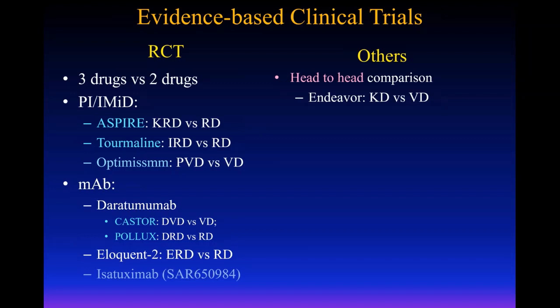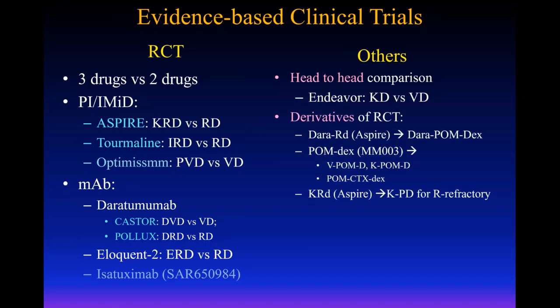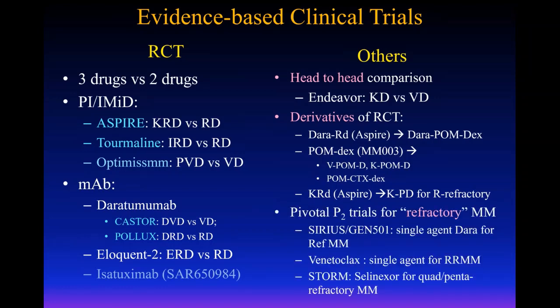That's ENDEAVOR, carfilzomib versus bortezomib. And then we also have derivatives of all these randomized controlled trials. For example, we have POLLUX, which is a DRD, giving information on daratumumab. And then we have ASPIRE, with a KRD, and now we have carfilzomib for refractory patients. We also have very important phase 2 data for refractory myeloma, like SIRIUS and GEN501, that demonstrate the single-agent activity of daratumumab for refractory myeloma, and also single-agent activity for venetoclax, and also for chimeric antigen receptor T cells for refractory myeloma.